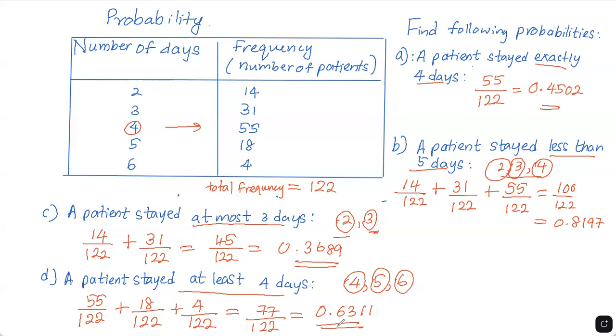So this is the probability for this one. So this is how you calculate the probabilities like this. So I hope you understand this one.